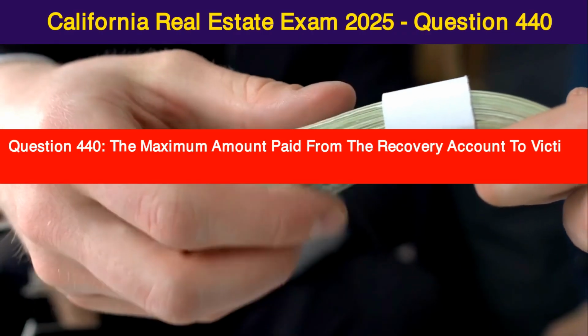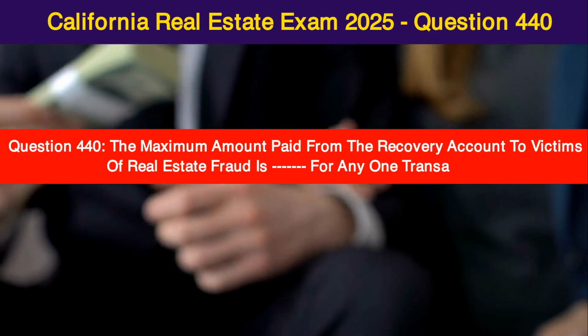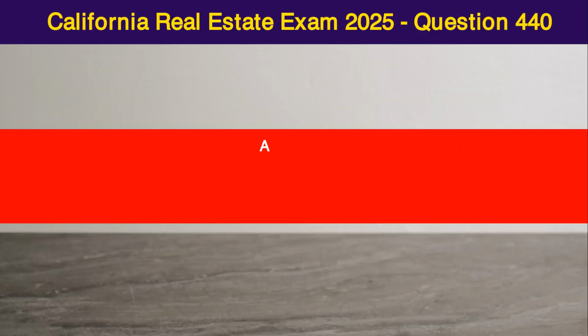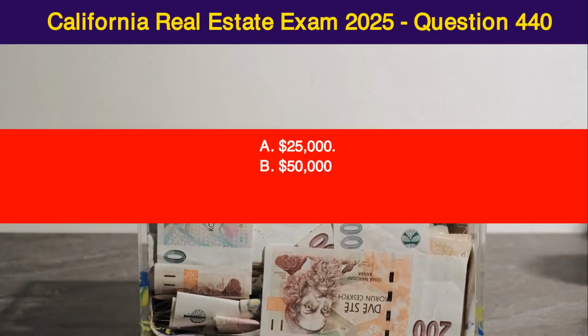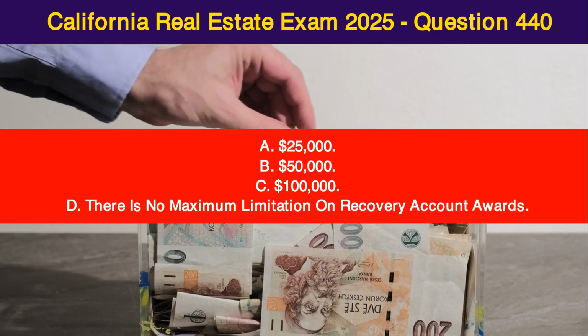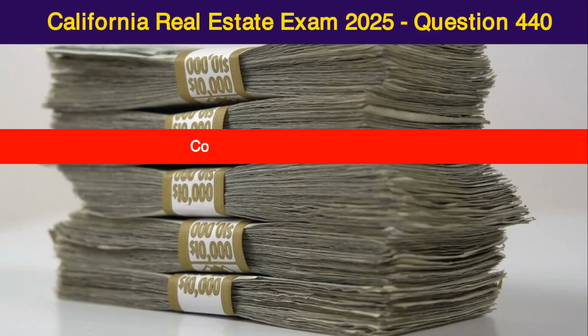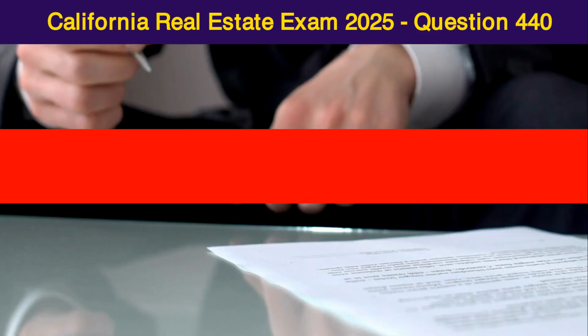Question 440. The maximum amount paid from the recovery account to victims of real estate fraud is for any one transaction. A. $25,000. B. $50,000. C. $100,000. D. There is no maximum limitation on recovery account awards. Correct answer is B. $50,000.